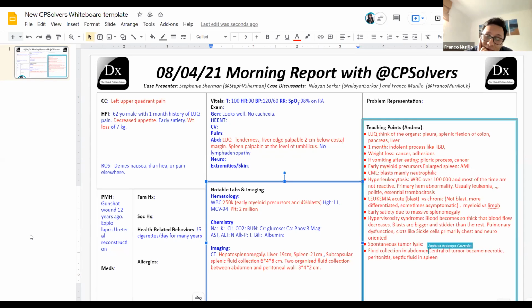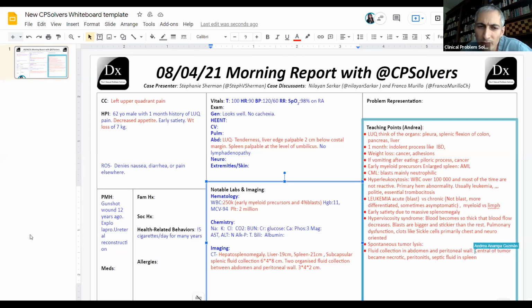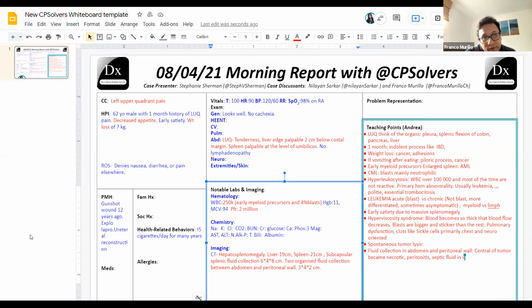Another thing I could think about is reactivation of some bacterial causes, tuberculosis, for example, although this patient is in the US, so probably it can be less. Mostly, I think they're going to end up studying that fluid.